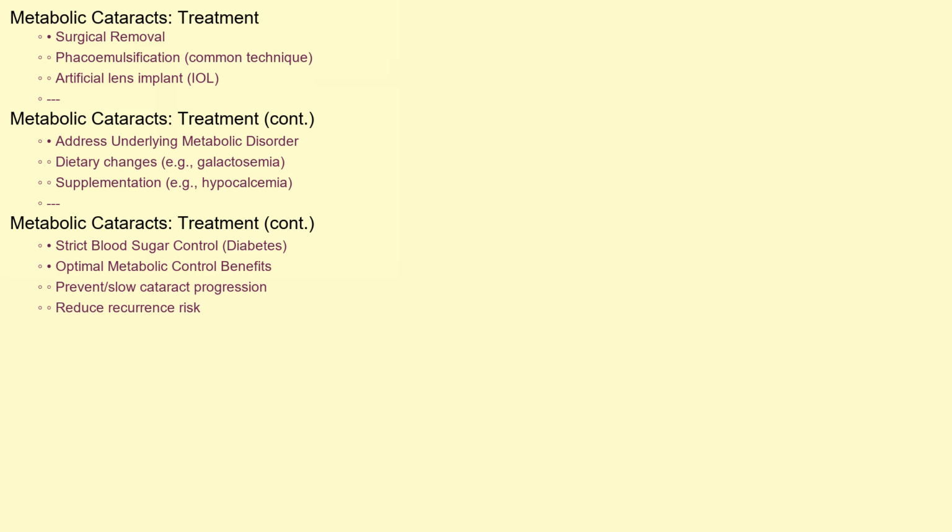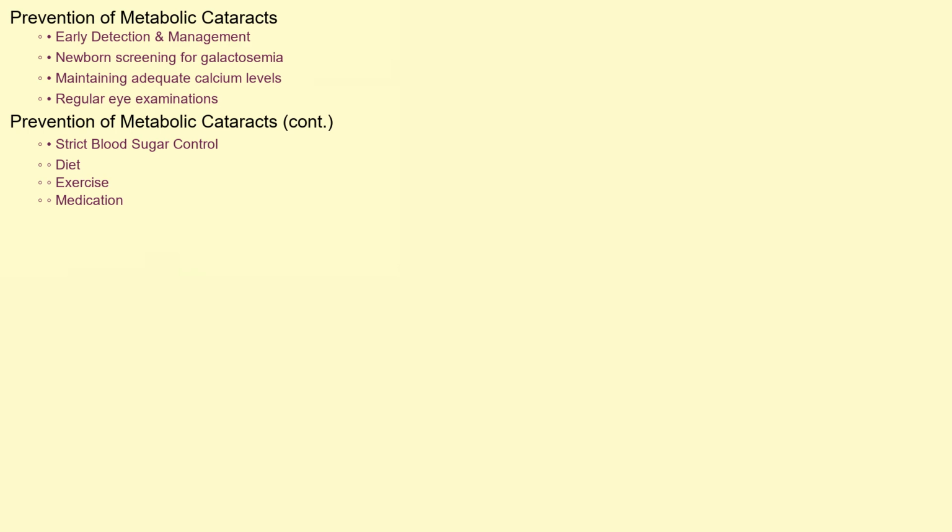The primary treatment for metabolic cataracts is surgical removal of the cataract and replacement with an artificial lens, or intraocular lens, IOL. Phacoemulsification, a common surgical technique, is typically used to break up and remove the clouded lens. However, addressing the underlying metabolic disorder is equally important. This may involve dietary changes to reduce galactose intake in galactosemia, calcium supplementation in hypocalcemia, and strict blood sugar control in diabetes. Optimal metabolic control can help prevent or slow the progression of cataracts in the fellow eye or reduce the risk of recurrence after surgery.